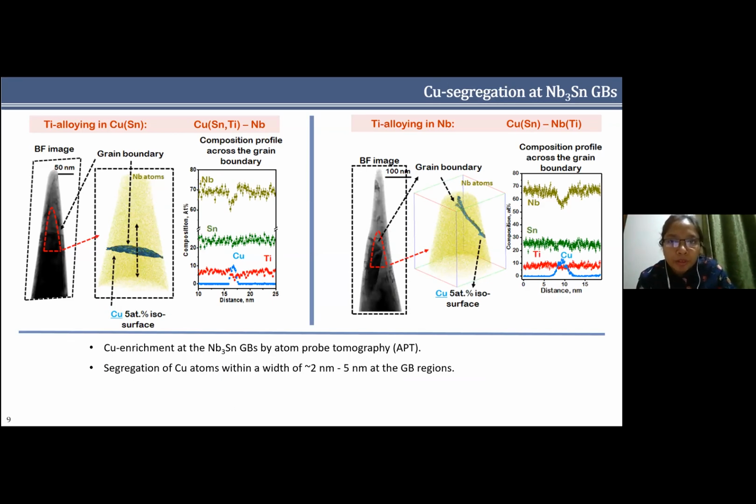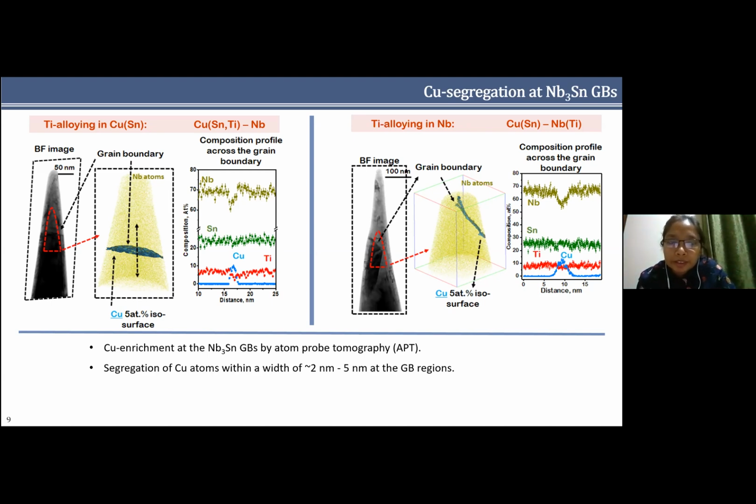The grain boundaries which were devoid of precipitates, we examined using atom probe tomography, just to see if the stoichiometry of Nb3Sn remained intact even across the boundaries. You can see there is a bright field image of APT, and there lies a grain boundary which is shared between two misoriented grains, and we constructed an iso-composition surface at a value of 5 atomic percent copper. And there was indeed a copper enrichment at these boundaries, which is represented by the blue color.